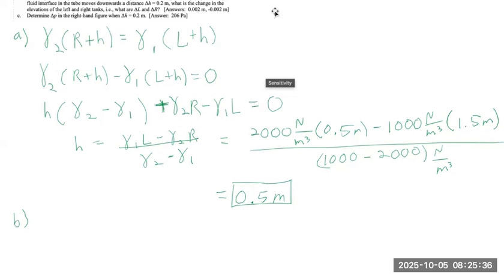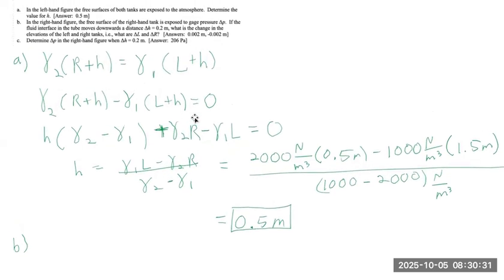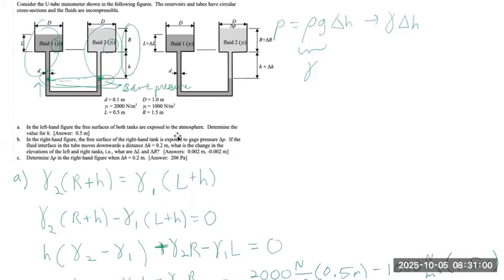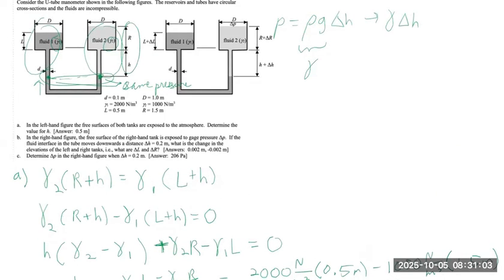Yes, so let's continue with part B now. This is conservation of volume, basically, for part B. The free surface of the right-hand tank is exposed to gauge pressure delta P. If the fluid interface in the tube moves downwards a distance of delta H equals 0.2 meters, what is the change in elevations of the left and right hand tanks? That is, what is delta L and delta R.